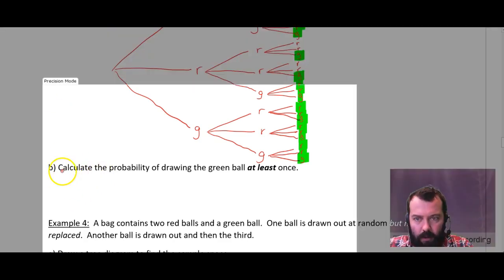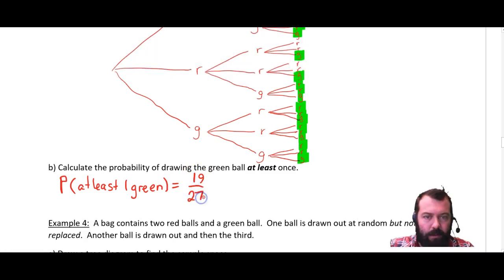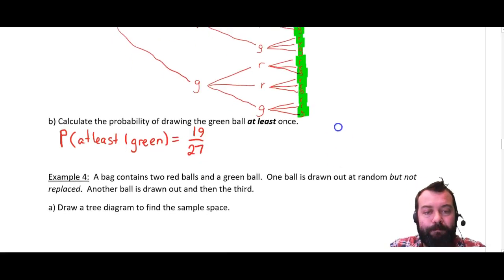over here I'm going to say the probability of at least one green. It's not very concise, is it? The probability of at least one green is 19 out of 27. Right? 19 of those outcomes, 19 of those 27 outcomes have at least one green ball.